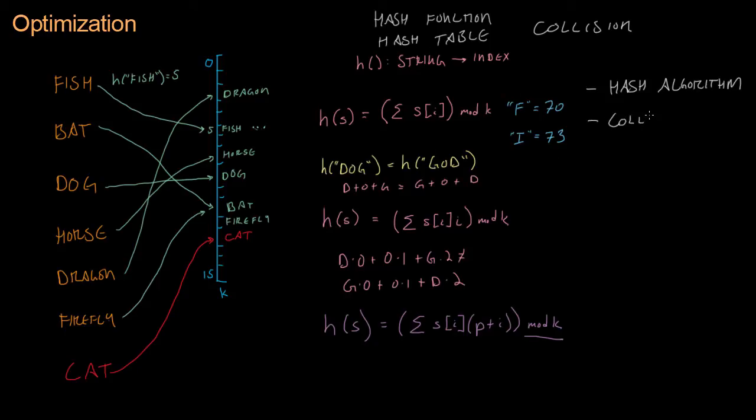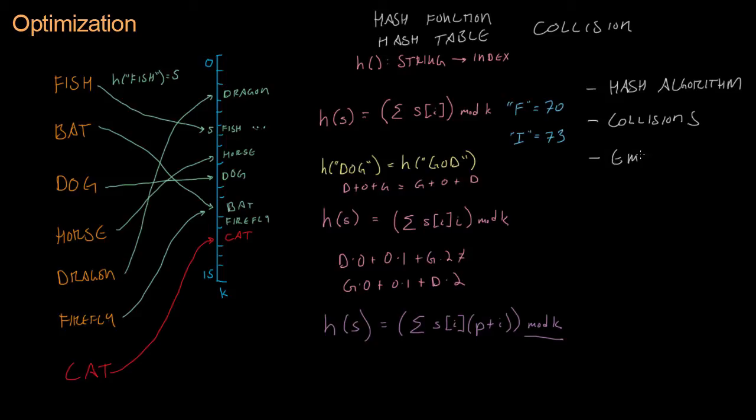Collisions, of course, we went over before, are a problem, and you have to have a strategy for how to deal with them. And I am including in the description of this video a link to the Wikipedia article on hash tables that has a lot of strategies on how to deal with collisions. So if you're interested, go and read that. It's really interesting.